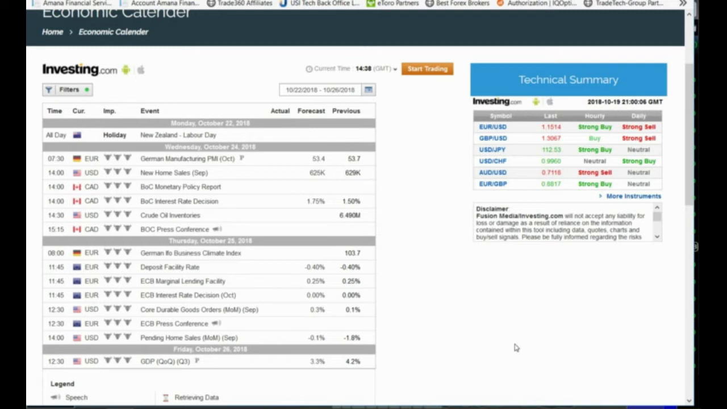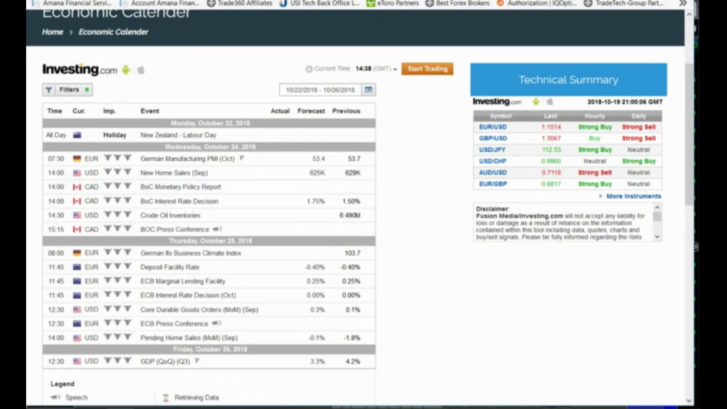Moving on to 25th October, coming week, we have got from Eurozone, German IFO Business Climate Index, Deposit Facility Rate, ECB lending facility and ECB interest rate decision, which might cause a little bit of volatility in the market. And a couple of news from the US like core durable goods orders and pending home sales. That's all for the news. We don't seem to have really big volatility in the market for this coming week, but let's see and hope for good trading for everybody.